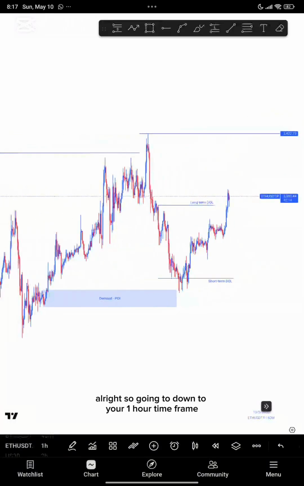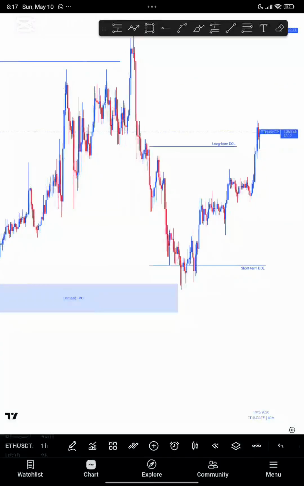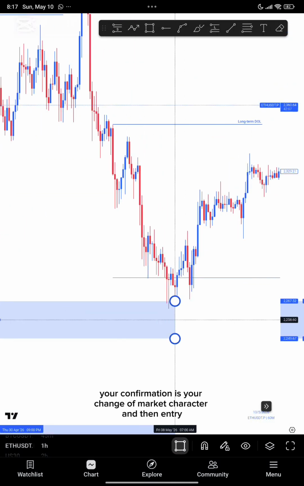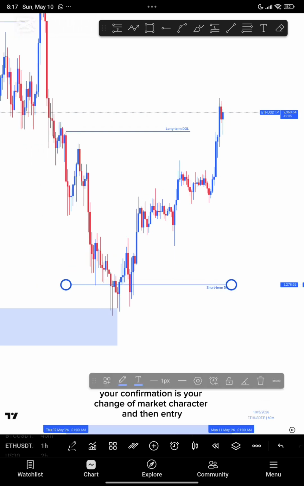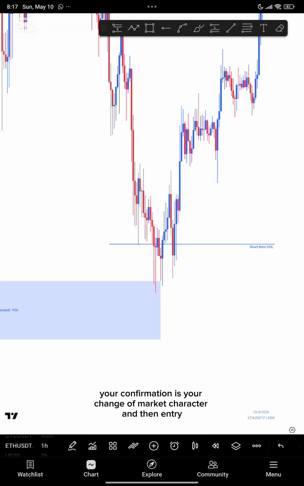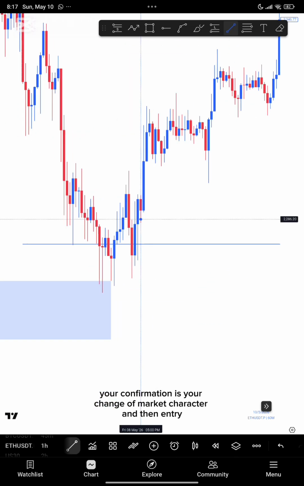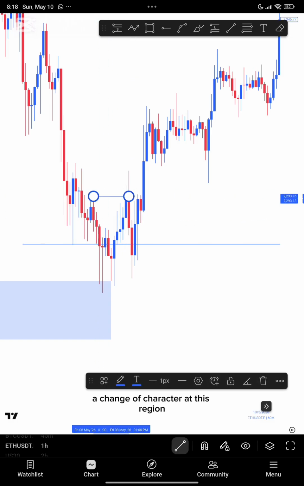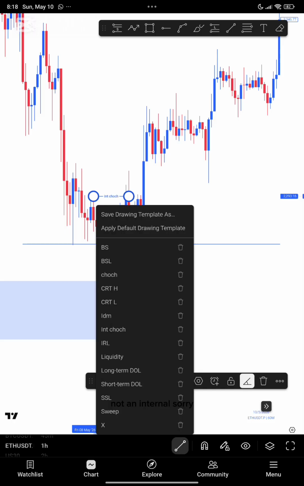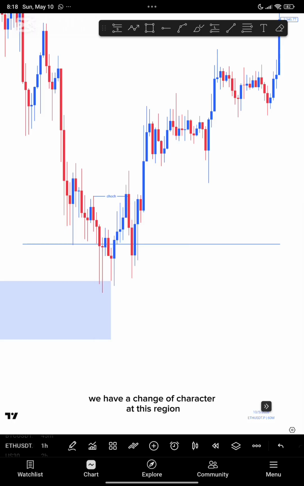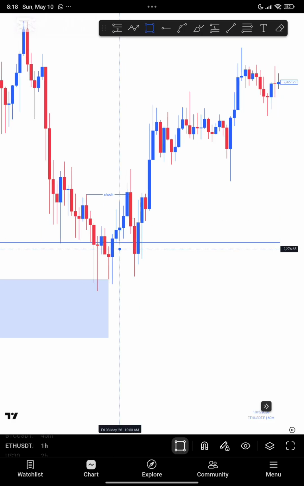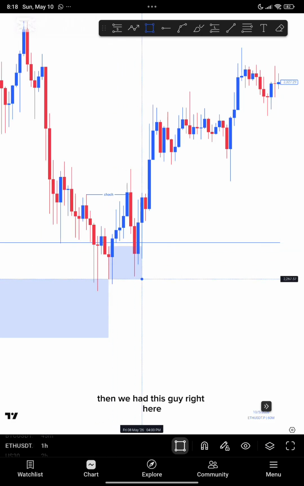Alright, so going down to your 1-hour time frame, as price rejects that zone, your confirmation is your change of market character, and then entry. We have a change of character of this region, not an internal, sorry. We have a change of character of this region, and then look at this. Then we had this guy right here.